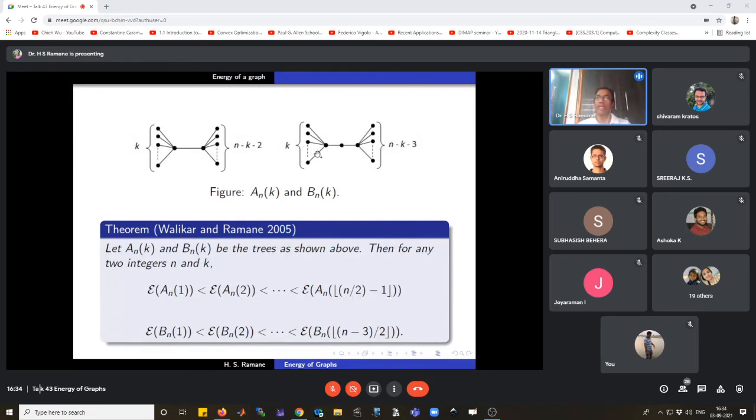Similarly for this tree, B_{n,k}. First take 1 point and find the energy, then put here 2 points, 3 points, and so on. So the energy is decreasing, and it will attain its extreme at k equal to (n-3)/2. The value of k will be (n-3)/2. At that time it will be maximum.